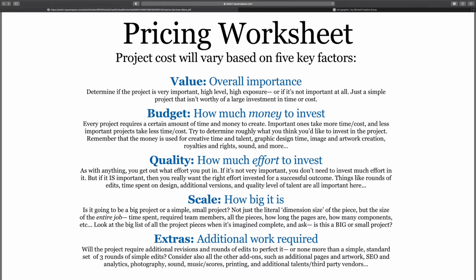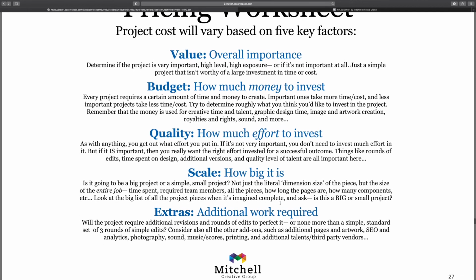The second item would be the budget, how much money you want to invest in the project. The next item, number 3, would be how much effort to invest, as far as quality goes, because you can put a lot of effort to create a lot of quality behind your project, or not so much. Scale is important too, because if it's a small project, it's going to affect the price. If it's a big project, it's going to highly affect the price.